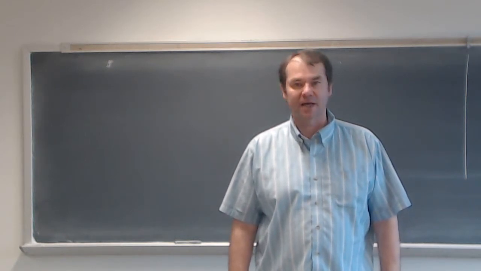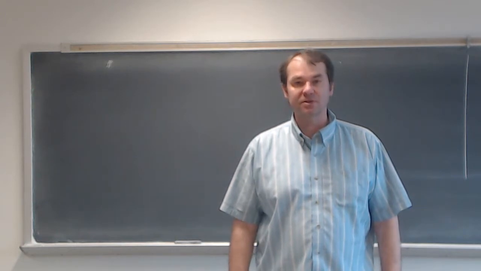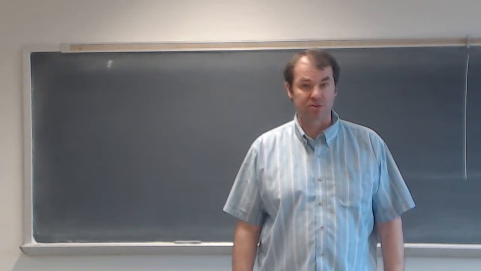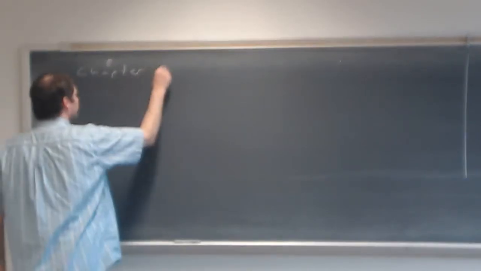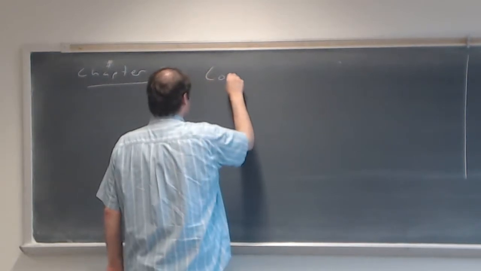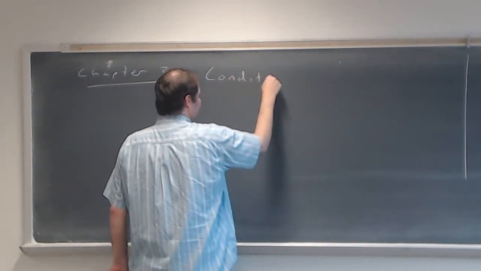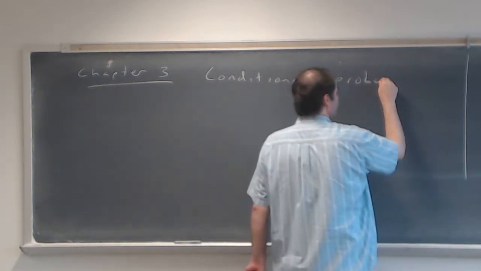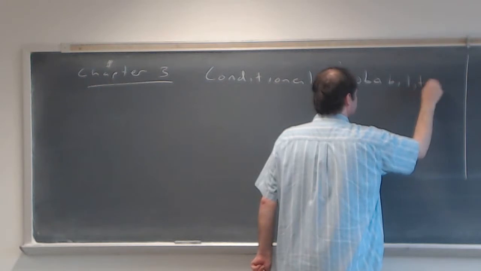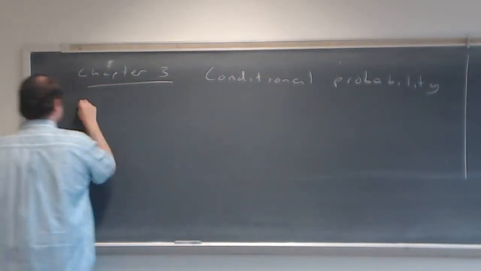Today we're going to start chapter 3, and it's going to deal with conditional probabilities where we're working with random variables. So let's go ahead and get started. We'll start with a definition. This is chapter 3, which has to do with conditional probabilities, but we're talking about random variables, and conditional expectations.